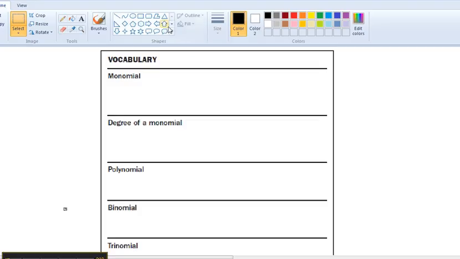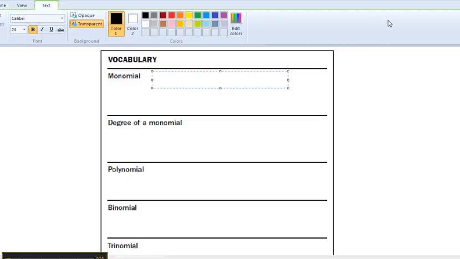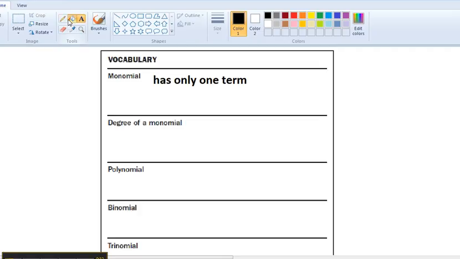So I'd say for the first one where it says monomial, let's say that has only one term. And here's some examples we could write down. How about 3x? So you're going to see here that we've got some numbers, we've got some variables. How about x to the 7th? And maybe we could do a couple more.